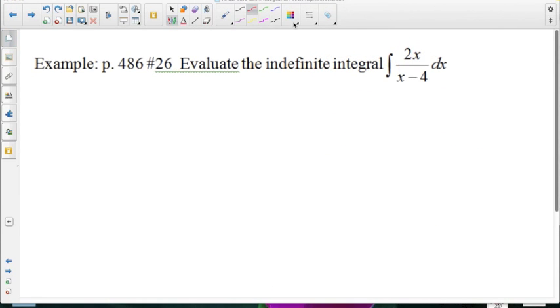As we take a look at this example, we can see that we have a numerator that's bigger than the denominator, so this is going to be a long division.